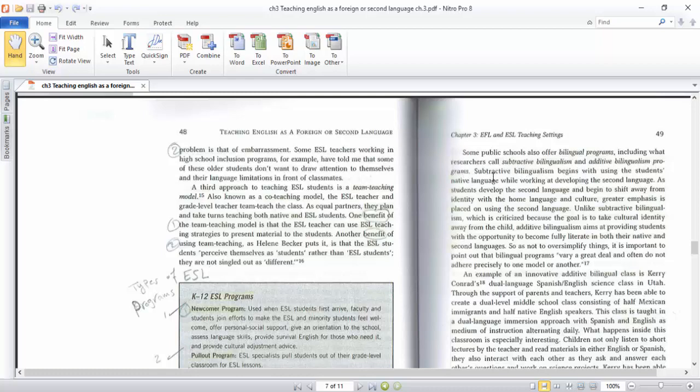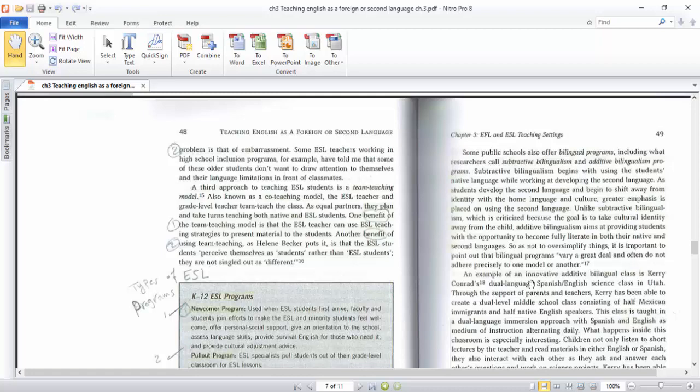Subtractive bilingualism begins with using the student's native language while working at developing the second language. As students develop the second language and begin to shift away from identifying with the home language and culture, greater emphasis is placed on using the second language. Okay. The goal is to take cultural identity away from the children. Additive bilingualism aims at providing students with the opportunities to become fully literate in both their native and second languages.